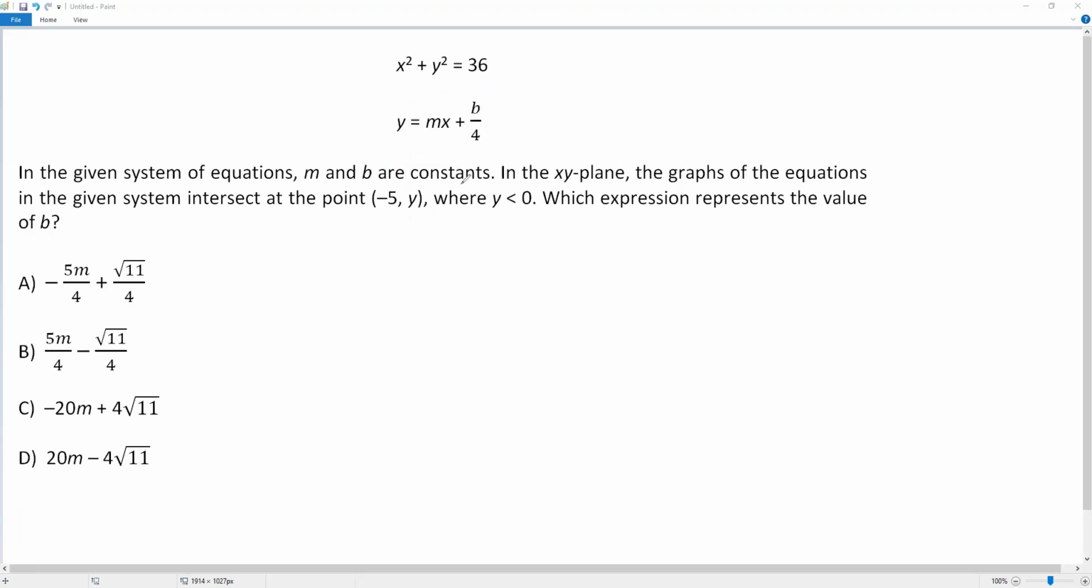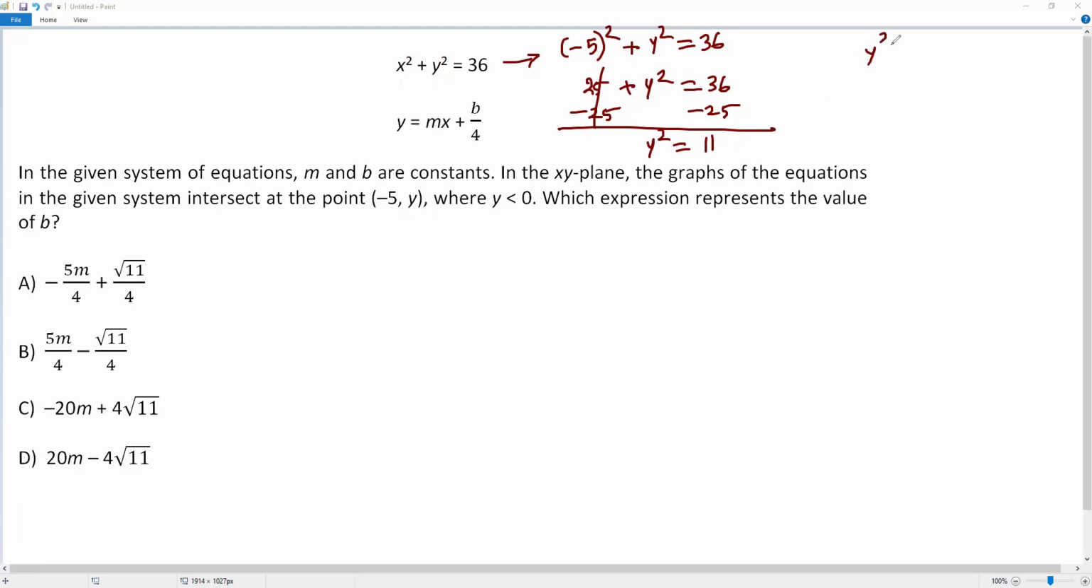Okay, now let's plug in this point. That is, we plug in the x coordinate -5 for x over here, and this y coordinate y for y over here, into the first equation. Then we have (-5) squared plus y squared equals 36. Then we have 25 plus y squared equals 36. Let me subtract 25 from both sides of the equation. This positive 25 and negative 25 will cancel out. I am getting y squared equals 11. Okay, let me take this over here. y squared equals 11.